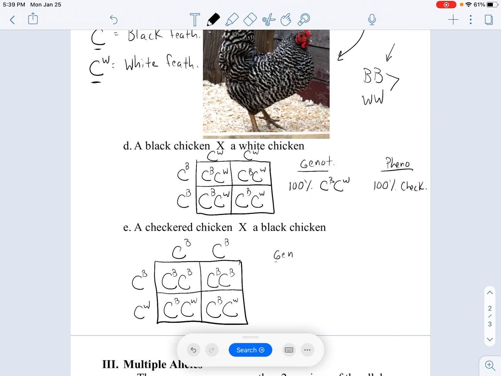And our genotypic and phenotypic percentages would be, for genotype, 50% C^B C^B, 50% C^B C^W, and for phenotype, we'd have 50% black feathers and 50% checkered feathers.